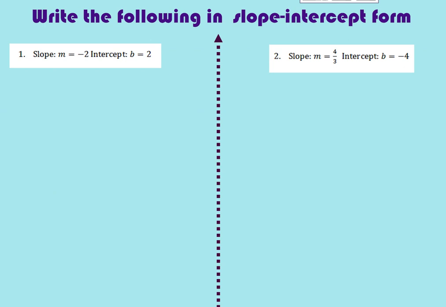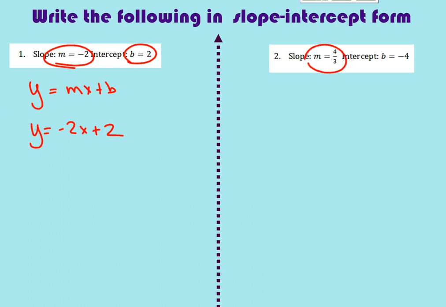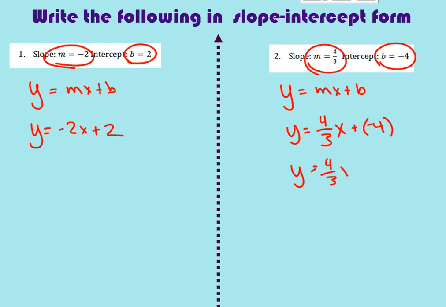Write the following in slope-intercept form. Slope is negative 2, y-intercept is 2. Well, it's got to be y equals mx plus b. Your slope is negative 2, your intercept is 2, so just substitute that in there. There you go. Now, number 2, your slope is 4/3, your y-intercept is negative 4. So that's going to be 4/3 x plus a negative 4. So rewritten simply, it's minus 4.